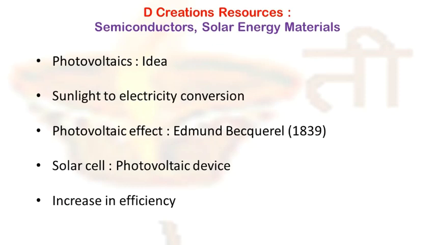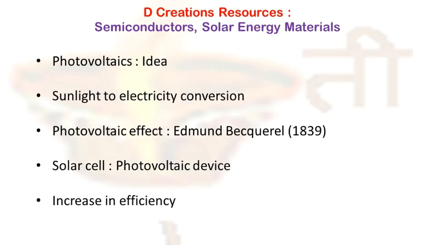Sunlight, as you know, can be converted to electricity, and this is described by the effect called the photovoltaic effect. This was discovered by a French scientist called Edmond Becquerel in 1839, so long back. And we know that sunlight is composed of photons. If you consider the particle nature of light, photons are packets of energy, and the energy associated with photons of course corresponds to the wavelength of light.